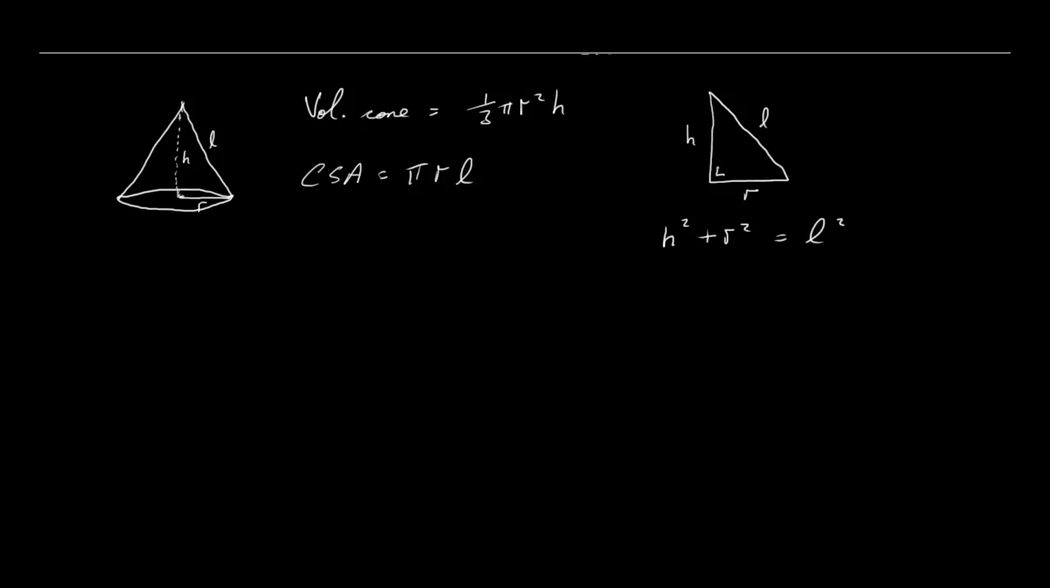But anyway, our curved surface area here is just going to be pi r L. And again, our total surface area is just going to be our curved surface area, pi r L, plus the circle on the bottom, which is pi r squared. Okay, so that's really our cone. Let's look at another shape. I'm going to have a look at a sphere now.